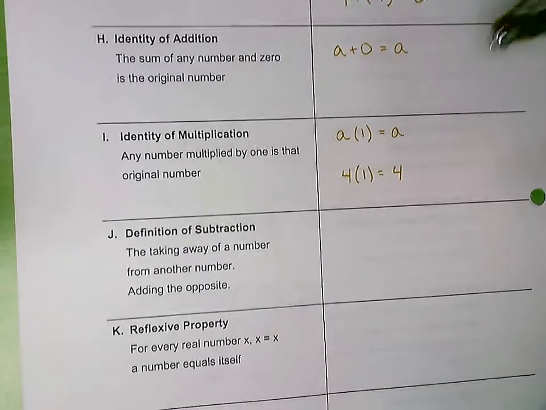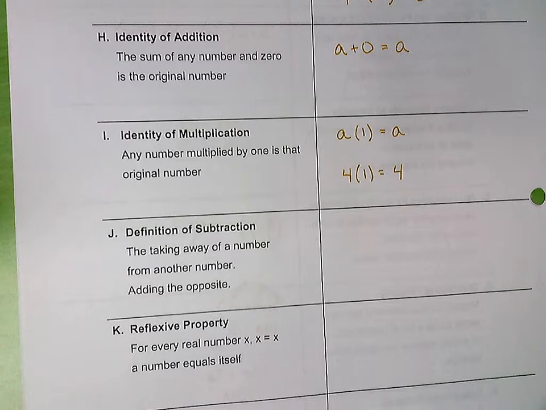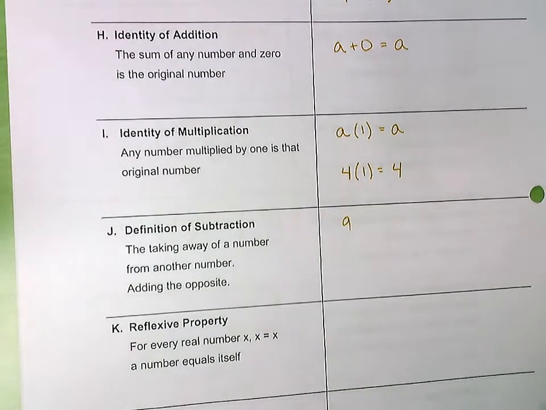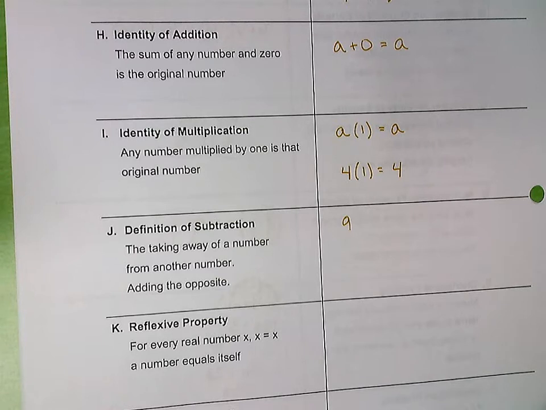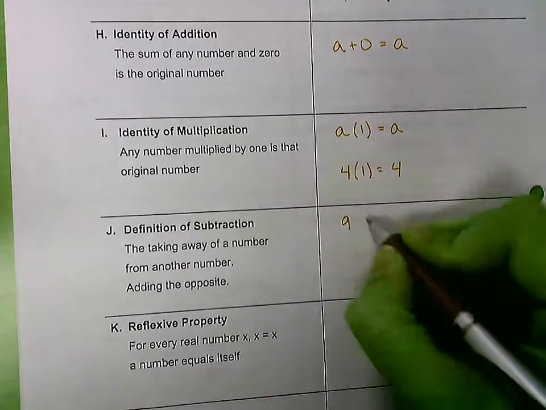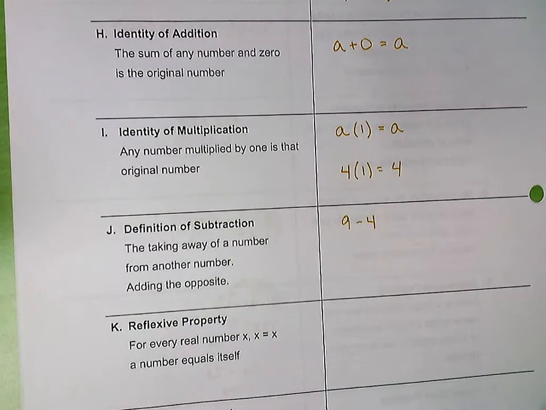Next we have the definition of subtraction, which is the taking away of a number from another number, or adding the opposite. So if I have 9 - 4, you're taking away a number from another number. It's the definition of subtraction.